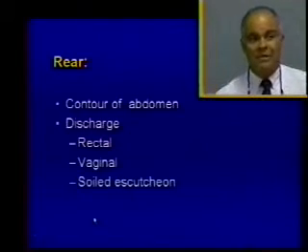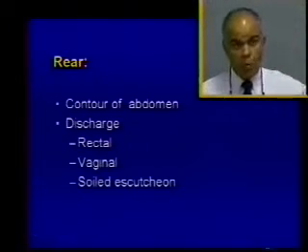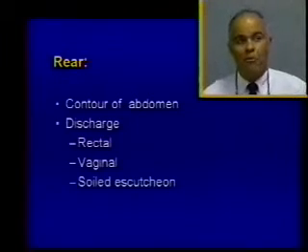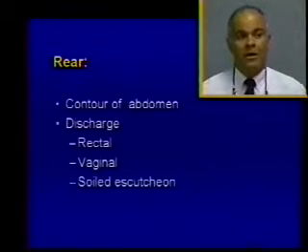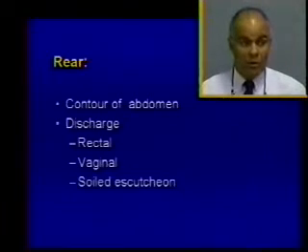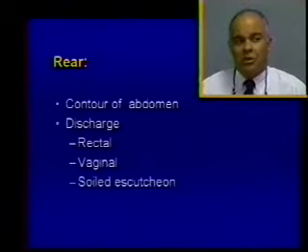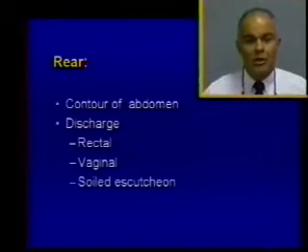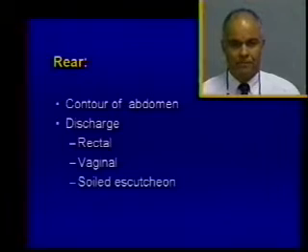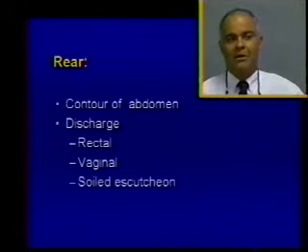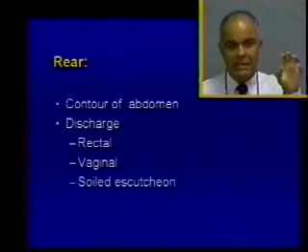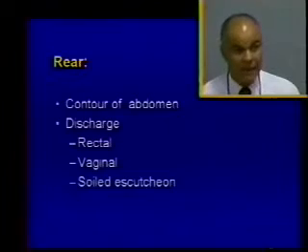From the rear, we want to examine the contour of the abdomen. What is the appearance of the abdomen of the animal? Does it have a so-called pear shape or apple shape appearance? We want to rule out whether the animal has a vagal indigestion, and what type of discharge is from the rectum, from the vagina. We want to look at the area of the escutcheon. Is it soiled? Is it dirty? Is there a purulent discharge? Is there a bloody discharge? So we want to make this assessment while we're doing the physical examination.